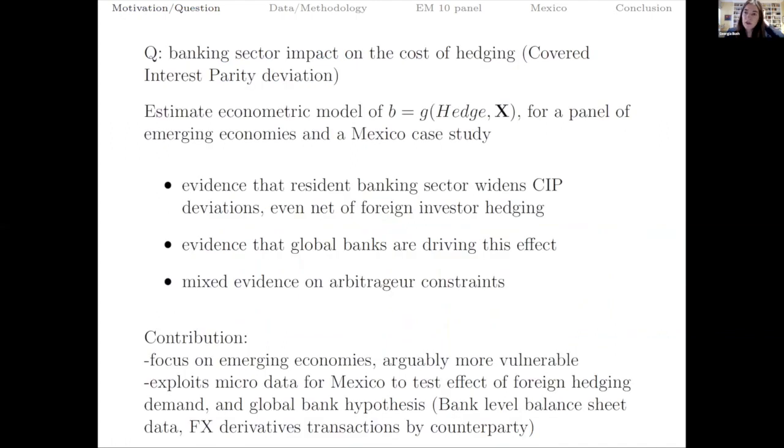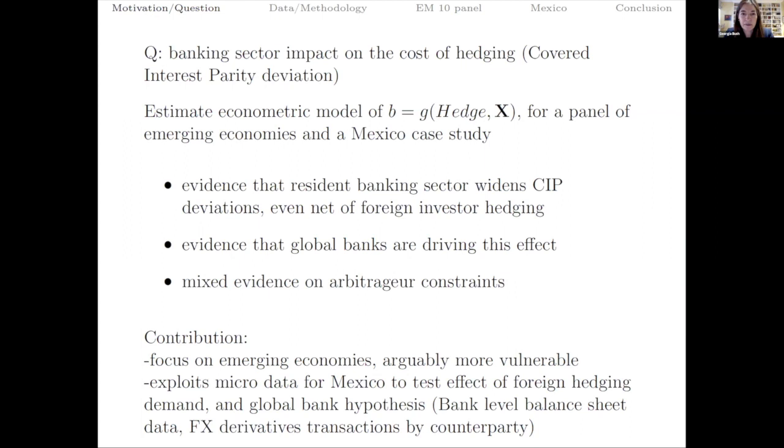Okay, so in sum, the main question of the paper is whether the resident banking sector of the emerging economy has an impact on the cost of hedging, which is the covered interest parity deviation. That's the proxy for it. So the main analysis is regression analysis, estimating a model where the dependent variable is the CIP deviation, and the right-hand side has some hedge measure, either the resident banking hedge measure or foreign investor hedging measure.